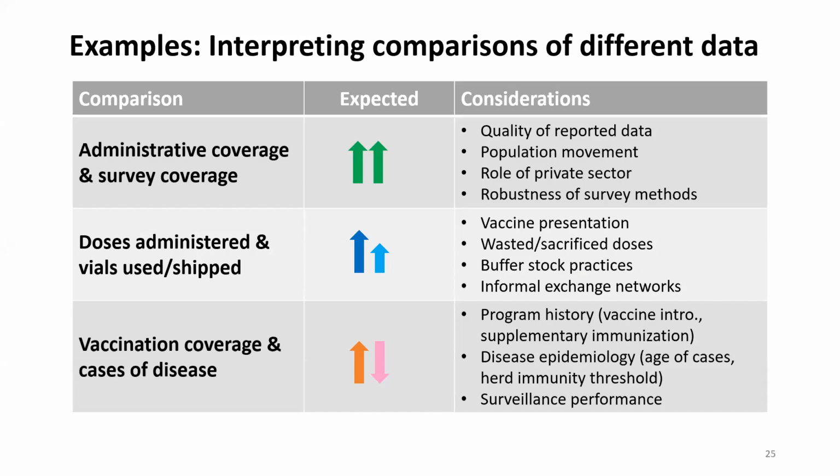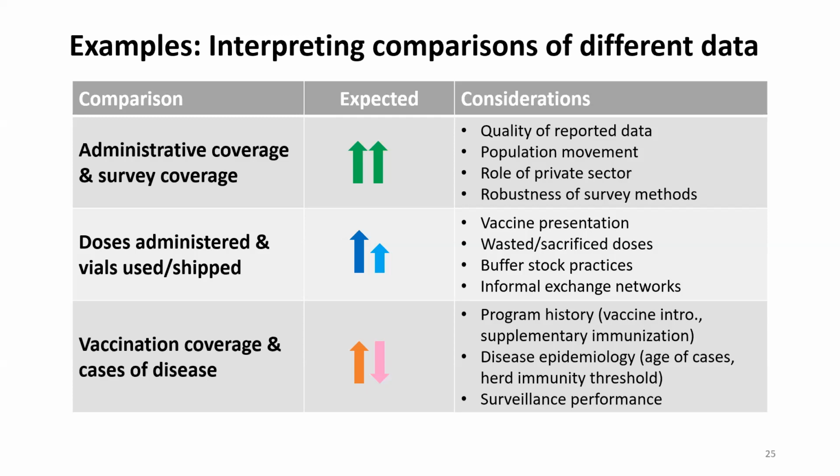The first example compares two different types of coverage data, so administrative coverage and survey coverage. In a perfect world, what would we expect to see when we're comparing both of those data sources? We'd expect them to essentially be equal, but of course, in reality, there are considerations of why those may not be equal. So quality of reported data, population movement, role of the private sector, maybe robustness or lack thereof of survey methods.